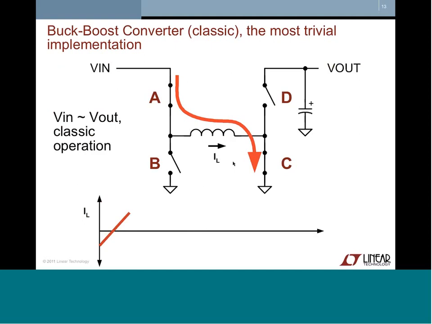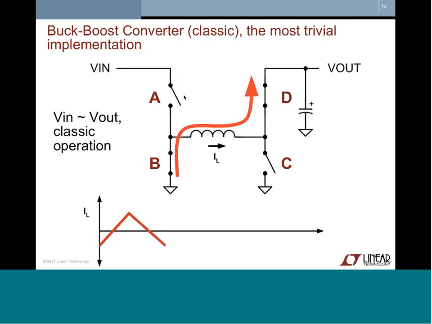What happens when the Vin is almost equal to Vout? We can consider the following operation when the switches A and C are on and switches B and D are open. Then the current flows through the inductor and goes up. If we disconnect A and C and connect B and D, the situation is different. The current slows down, but it's going to the output. And the situation, of course, repeats periodically.